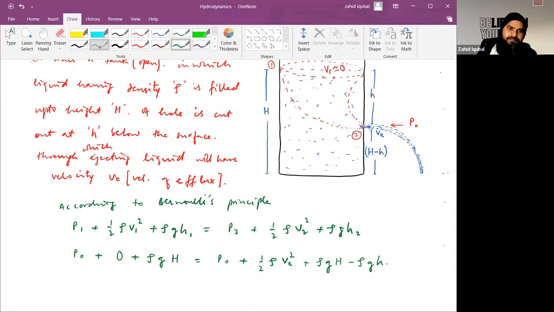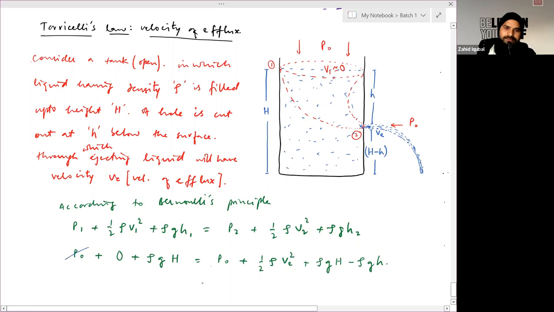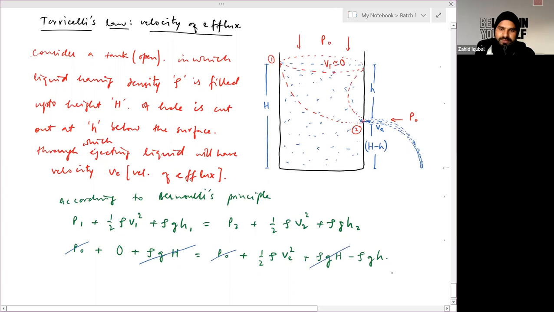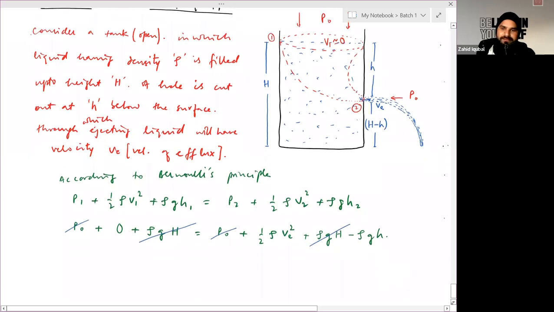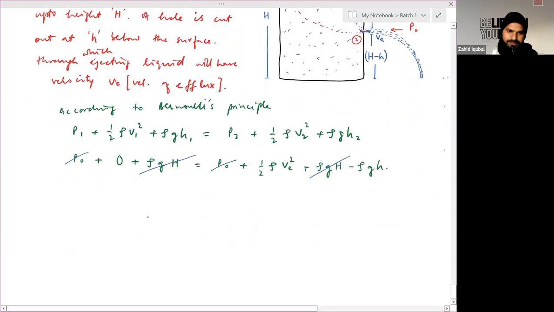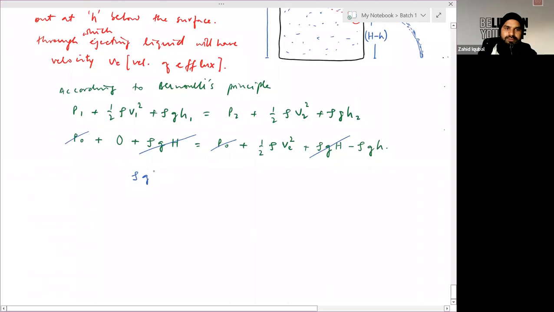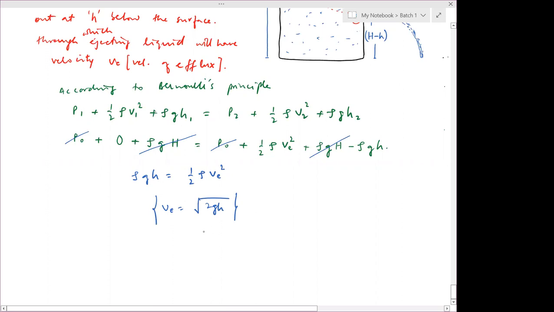Now, in this expression, P0 and P0 will cancel out. Rho g H and rho g H will cancel out. So move this part, rho g h, to the left side. So you'll get rho g h equals half rho VE square. Rho and rho cancel out. So velocity of efflux will be equal to root under 2gh. Is it clear, Hamza? Yes, sir.